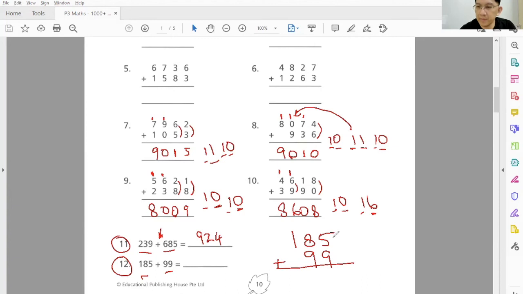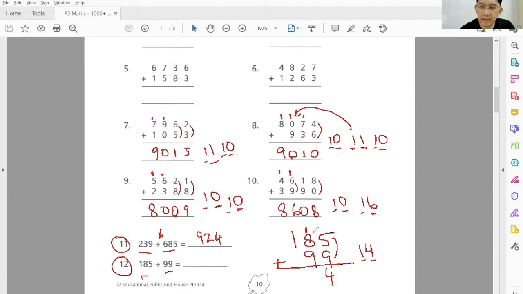So let's start from the right hand side. 5 plus 9. 5 plus 9 is 14. Always remember what we do to the back digit. The back digit, we just put it right at the bottom of the group that we are doing. And the front digit goes to the top of the next group.